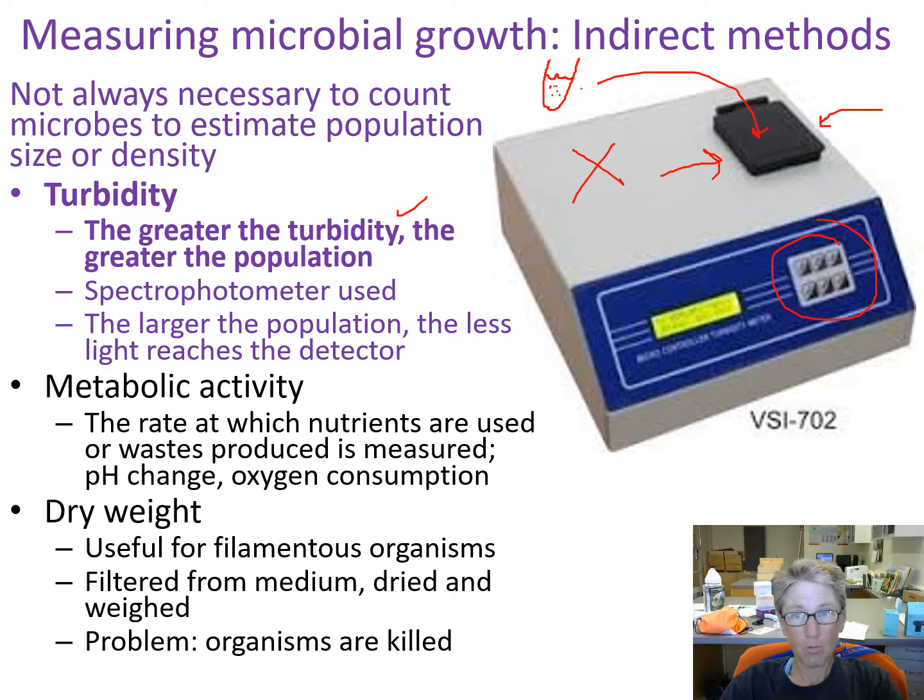An indirect way to count your microbes is metabolic activity, and that's the rate at which nutrients are used up by your microbe of interest living in your culture tube, or the rate at which wastes are produced, or the pH change, or oxygen consumption. All those are indirect ways of letting you know how many microbes you have in your sample. You could also do the dry weight, but that means you'd have to kill the organisms and let them dry out and then measure the weight.